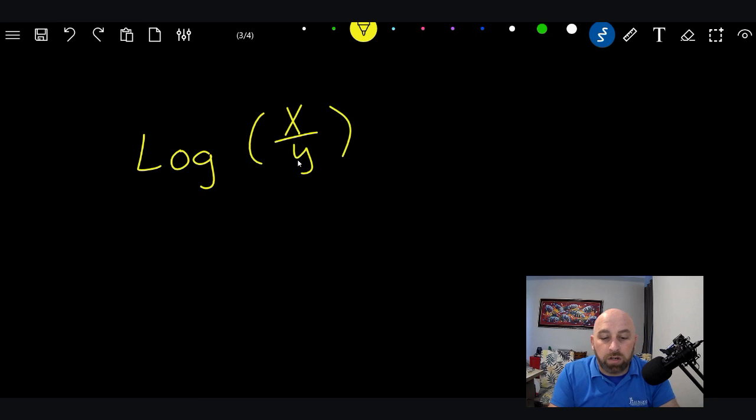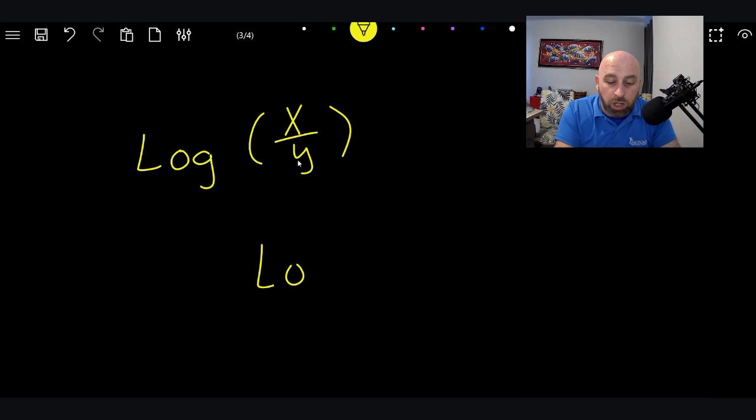All right, here's another one, log x over w. So what do we have here? We have the quotient property going on because we have a division problem. In exponents or in logarithms, what do you do when you have a division problem? You subtract.